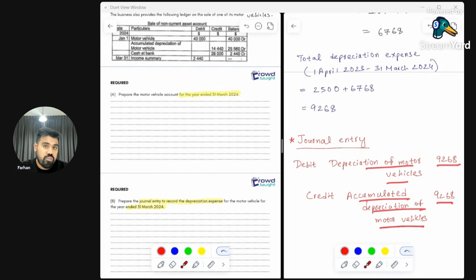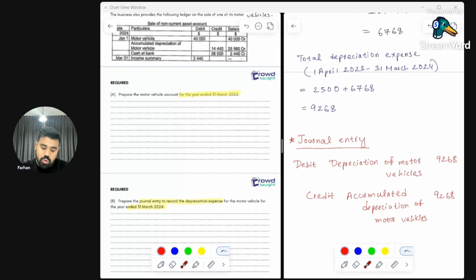Accumulated depreciation of motor vehicles is a contra asset account, which means this is an account which records the reduction for a relevant non-current asset account, and the relevant non-current asset account in this case is the motor vehicles. So whatever reduction we have to record for the motor vehicles is recorded separately in the accumulated depreciation account, which is a contra asset account, and by default, when it increases, it's always credited.